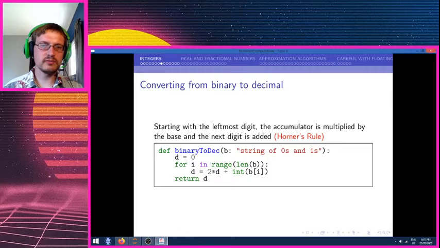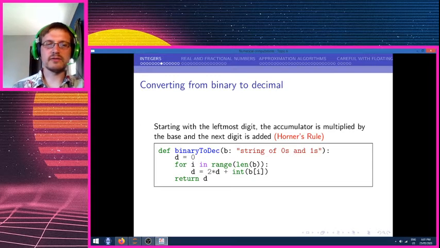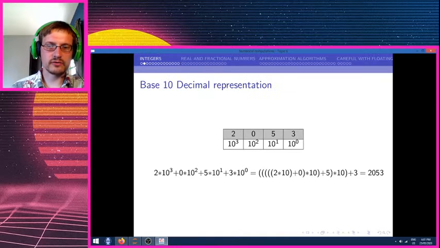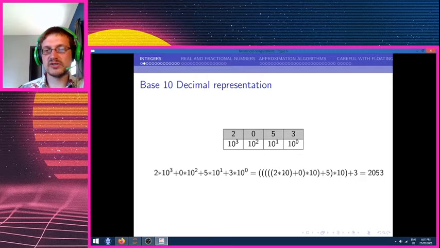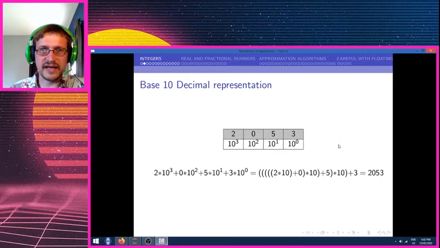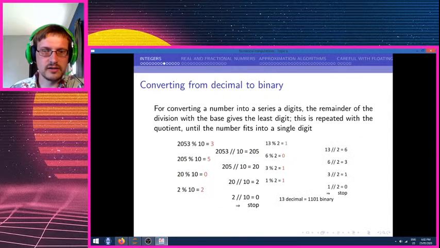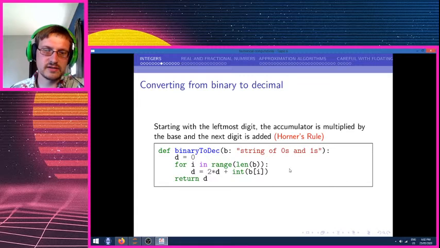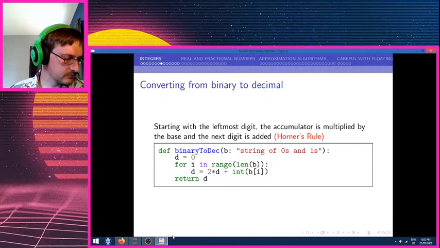Starting with the leftmost digit, the accumulator is multiplied by the base, and the next digit is added. So there's another way of going about this called Horner's rule. Rather than going through this summation style thing that you see here, you can also do it in this manner, where instead of multiplying by 10 to the power of 3, you multiply it by just 10, then you add the next digit and you multiply by 10, add the next digit, multiply by 10. Same idea, but as applied to binary, that is called Horner's rule, and that's what you got right here. So basically the same thing, but slightly differently spoken.